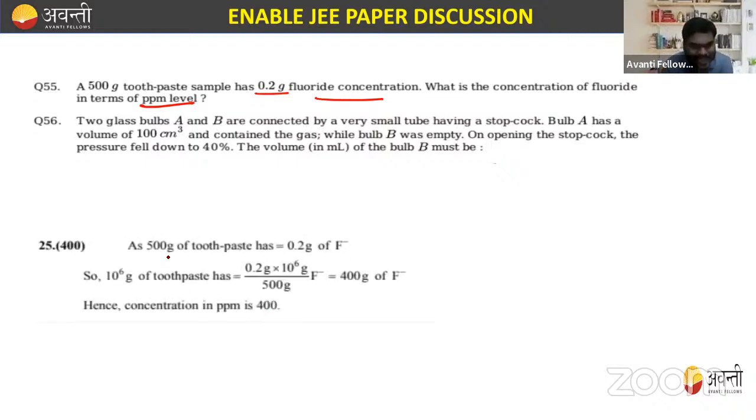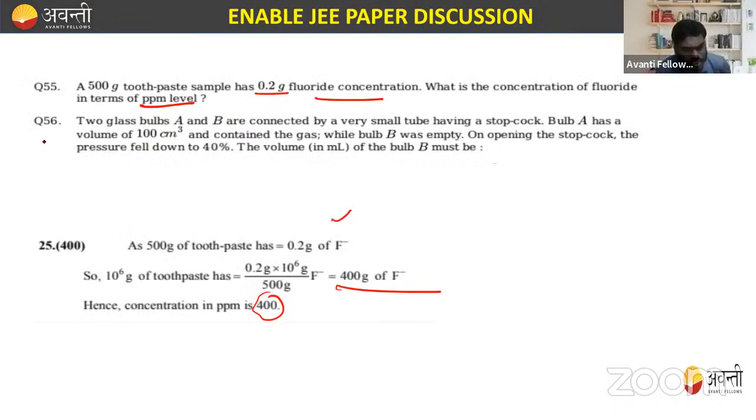So we know that 500 gram of toothpaste has 0.2 gram of fluoride. So 1 gram has 0.2 upon 500, and 10 raised to the power 6 gram of toothpaste has this. This comes out to be 400 gram of fluoride negative. Hence the concentration in ppm is 400. If the question is not about ppm but about percentage, then we must use 100 instead of 10 raised to the power 6.